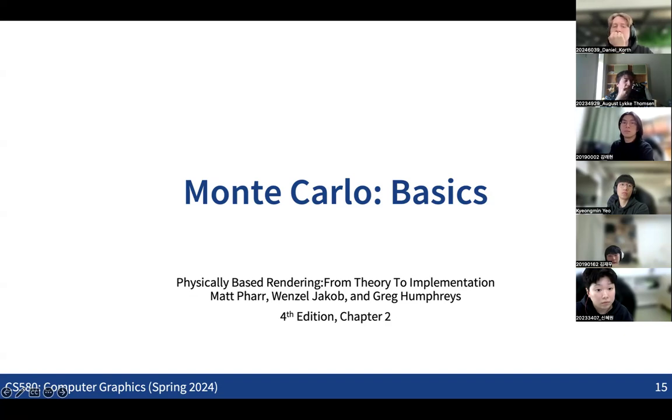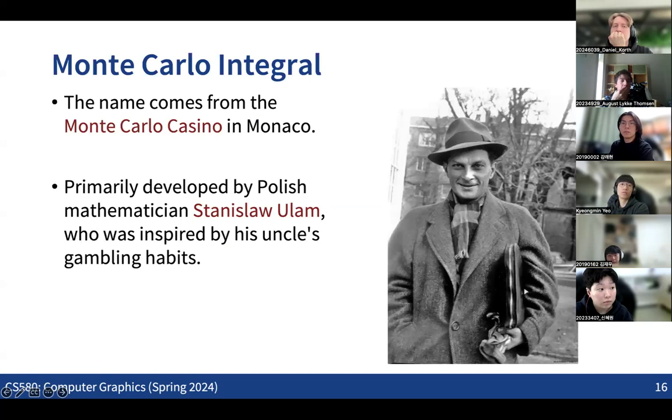So why is it called the Monte Carlo method? This is the basic idea of calculating integrals with stochastic sampling, which was primarily developed by the Polish mathematician, I'm not sure how to pronounce this name, Stanislaw Ulam. He named this method the Monte Carlo method, inspired by the Monte Carlo casino in Monaco, which is about gambling.